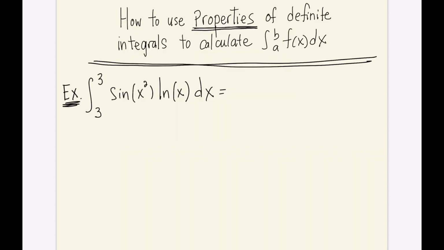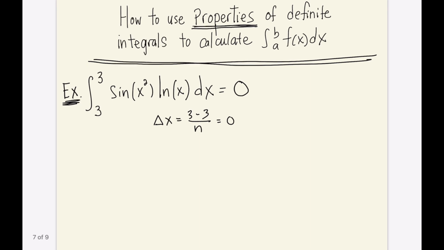In the first example here, we want to calculate the definite integral from 3 to 3 of this function. And the key thing to note is that from 3 to 3, delta x in this case would be 3 minus 3 over n, which is 0. So when the bounds of integration are the same like this, the definite integral will always be 0. Basically, there's no area under a single point, is one way to look at it. You can also look at it as saying, if I were to look at the Riemann sum, delta x would be 0. So if I multiply f of x by 0, I'm always going to have 0.